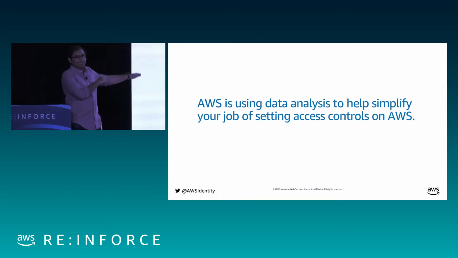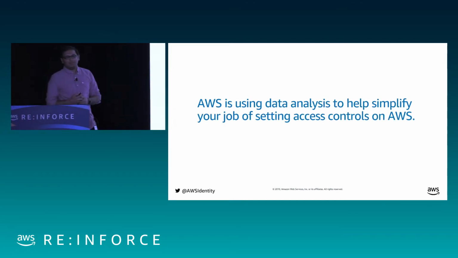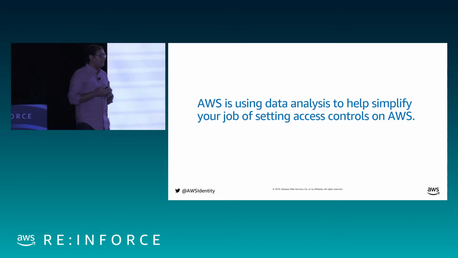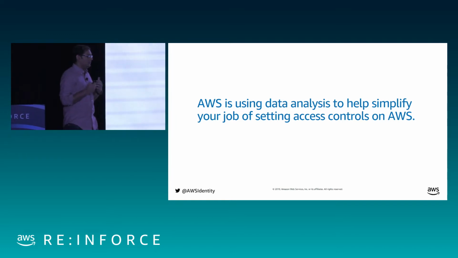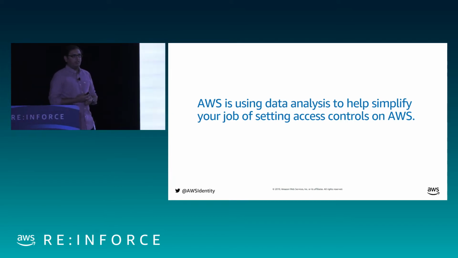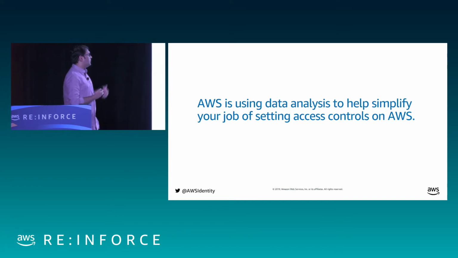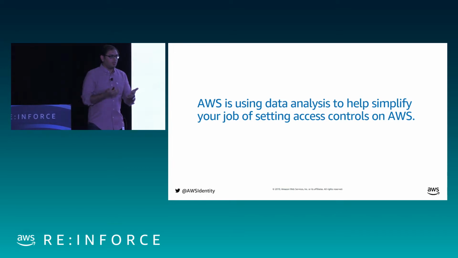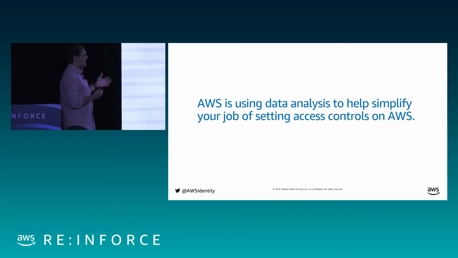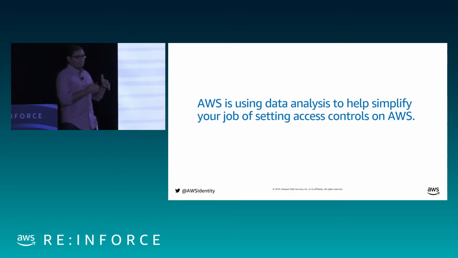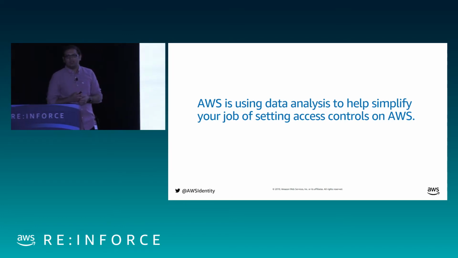I promise this is the only animation in my slides. But what I really want to drive home is that even though there's a shared ownership model, that doesn't mean we can't help you make permission decisions for your environments. What we're trying to do at AWS is use data analytics to help you simplify your job of specifying access controls or managing permissions in AWS. And I'm going to dive deeper into what this data analysis is and what tools can help you here.